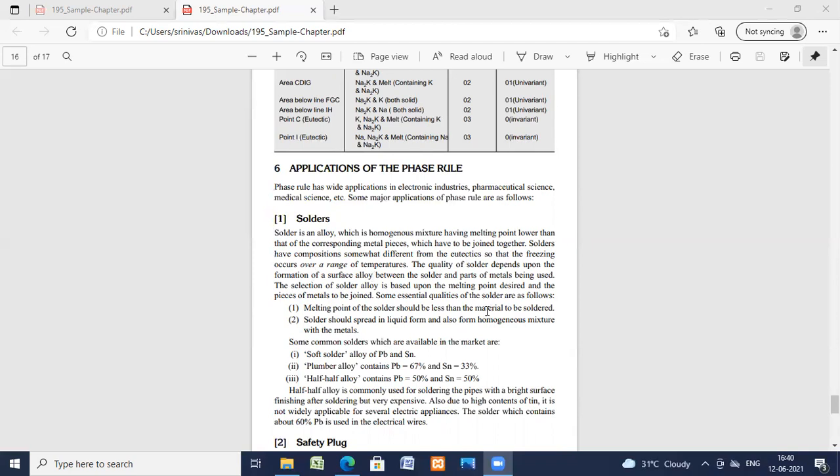So there are many essential qualities. Soft solder you get from lead and tin. Plumber's alloy, you get lead 67% and tin 33%. Half alloy, you get lead 50%, tin 50%. Generally the half alloy is mostly used, 50% lead, 50% tin for soldering, and it's a bit expensive one, and due to the high content of tin, this is not used widely for electrical appliances. It contains 60% lead and is used in electrical wires.